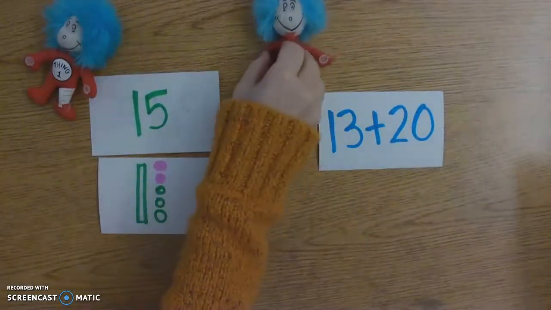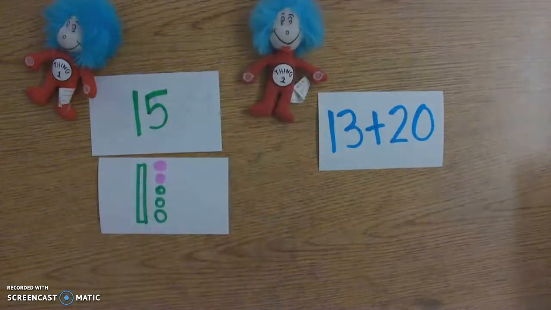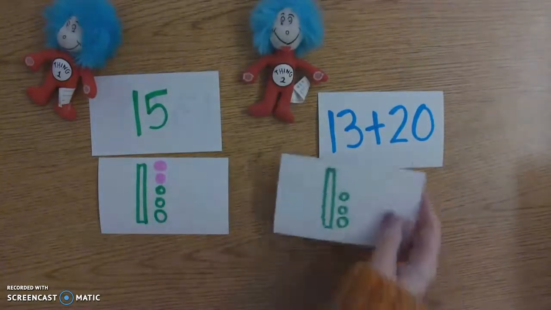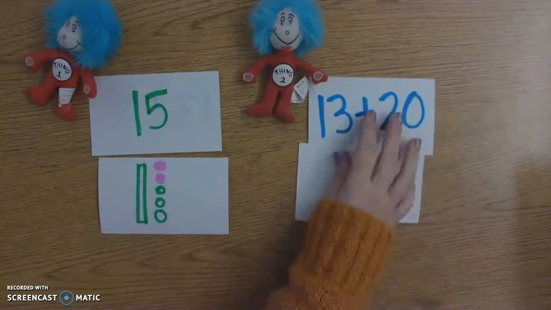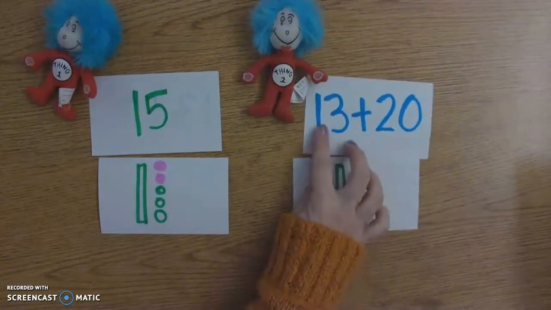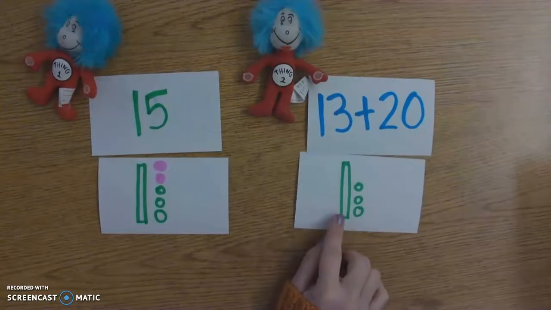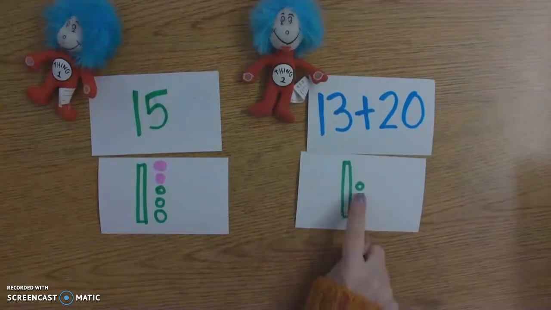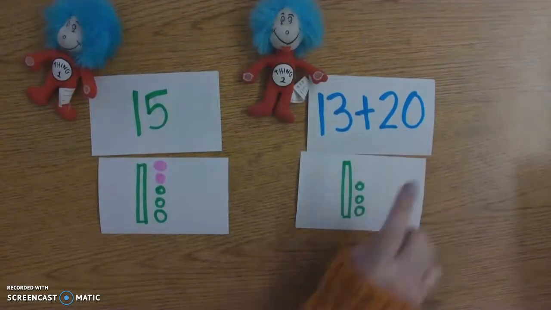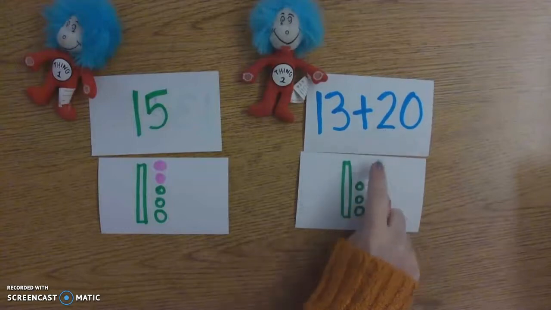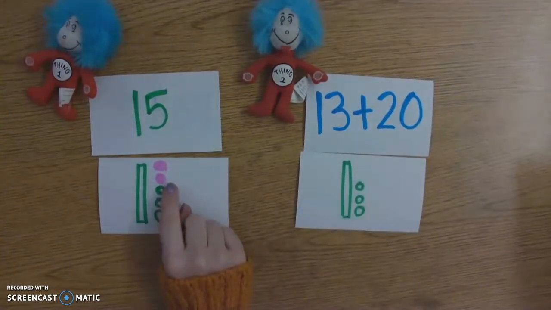So Thing 2 said, yeah, and hey, Mrs. Leone, I'm going to prove it too. And so Thing 2 started the same way because Thing 2's problem started the same way with 13. So Thing 2 drew one group of 10 and 3 ones. All right, now is Thing 2 going to add 2 like Thing 1 did?